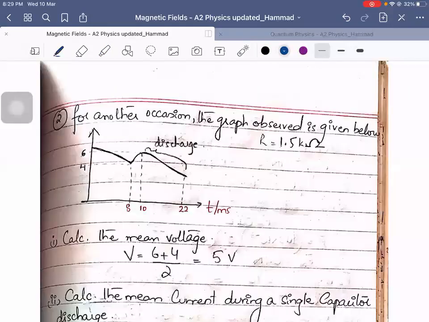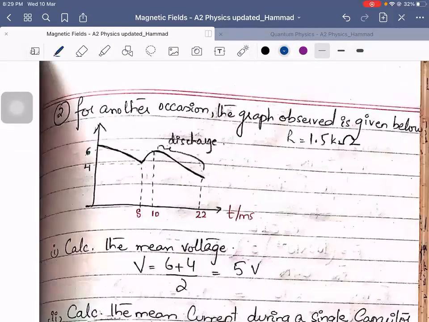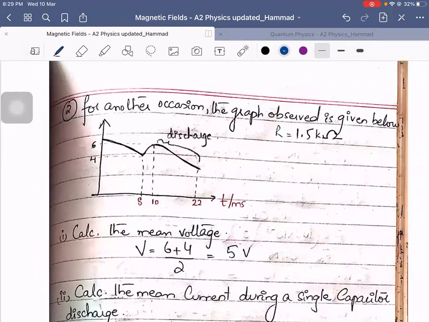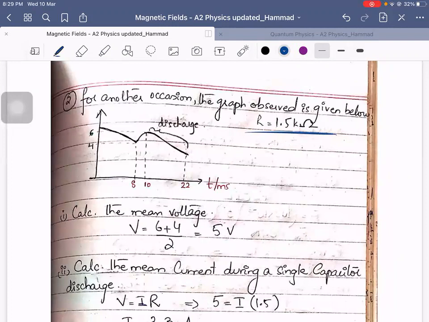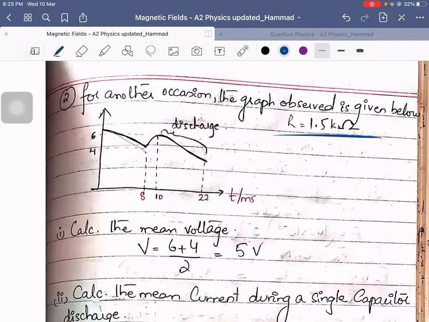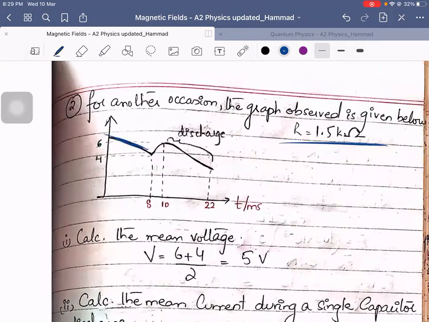Now, for another occasion, the graph observed is somewhat like this, right? Your R is 1.5 kilo-ohm. They're asking you to calculate the mean voltage. Now, you need to understand that this is one part of the wave, and that is the other part of the wave.